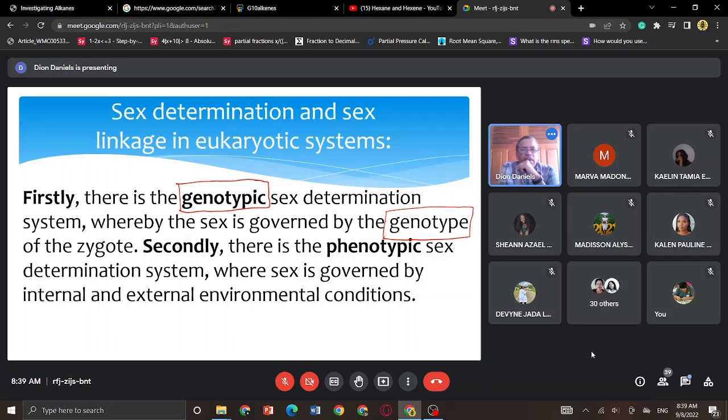Secondly, there is the phenotypic sex determination system, where sex is governed by internal and external environmental conditions. So there are some organisms, and we'll mention them in just a few, whereby their sex is determined by certain environmental conditions. All right?